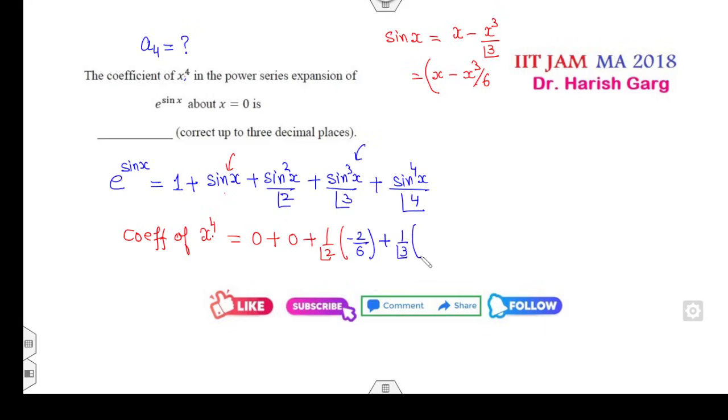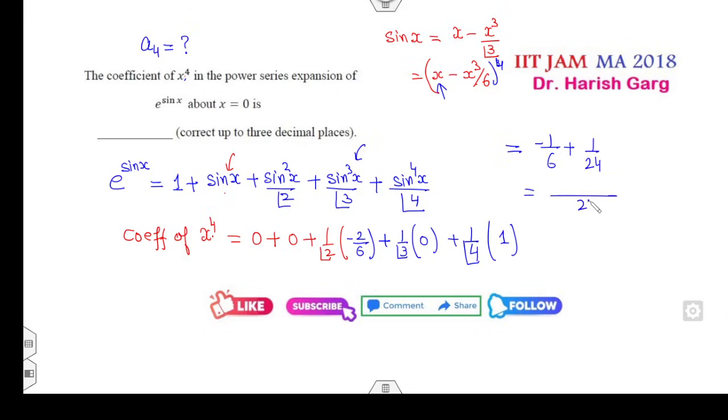1 over 3 factorial. If you cube this, will you get the coefficient of x raised to power 4? You will get a cube, b cube, and 3a square also you will not get. I think it will not be there. So that's 0, plus 1 over 4 factorial. Will you get x raised to power 4? Yes, only the first term. Coefficient is 1. So the answer is 0, 0, minus 1 over 6, 0, 1 over 24.